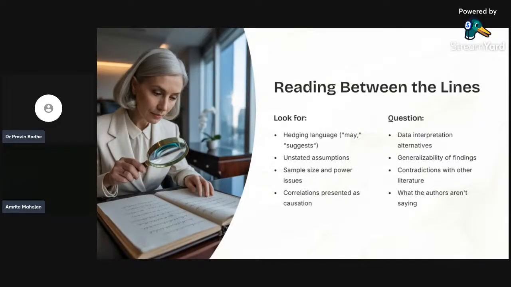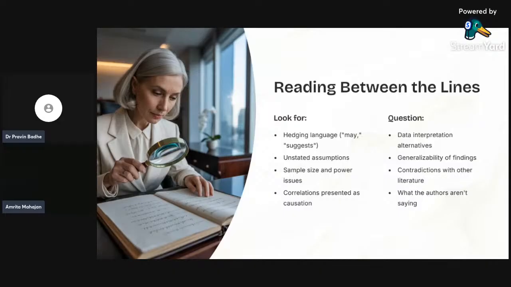And then comes reading between the lines. Make a habit of reading between the lines. It's like looking for hedging language, phrases that include 'may' or 'suggest'. This often signals that the authors are being cautious. The language is important because it indicates that the findings are not definitive conclusions.